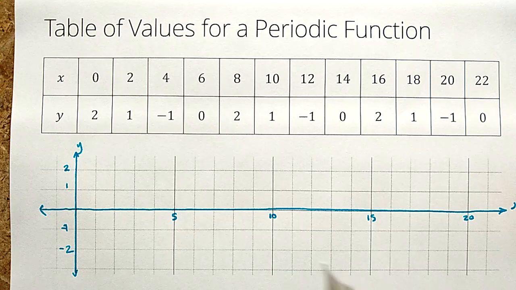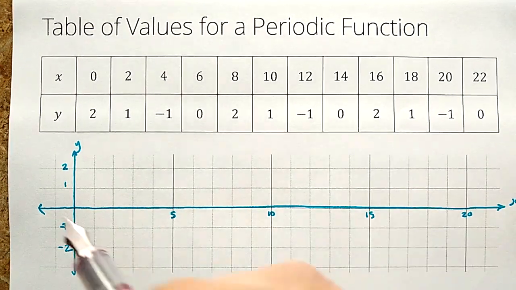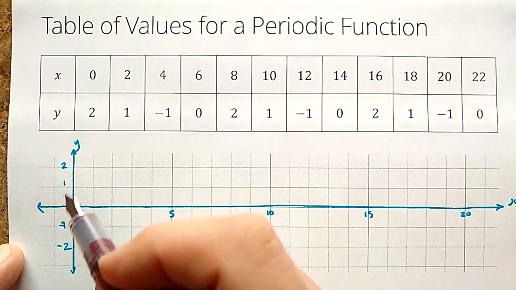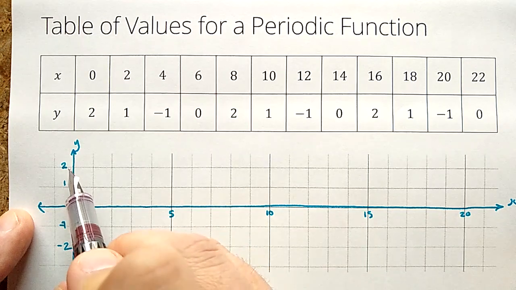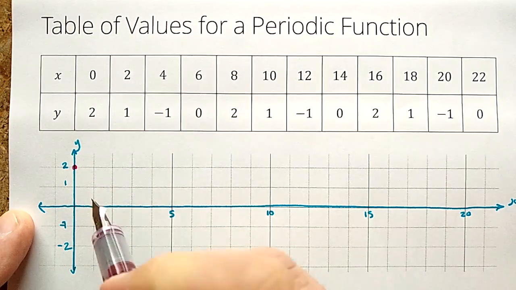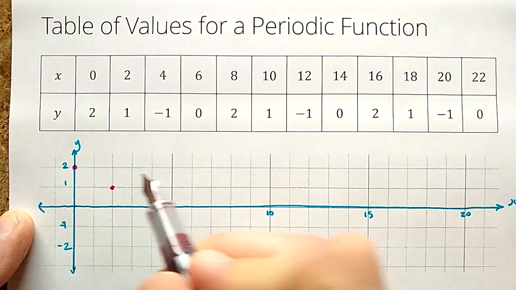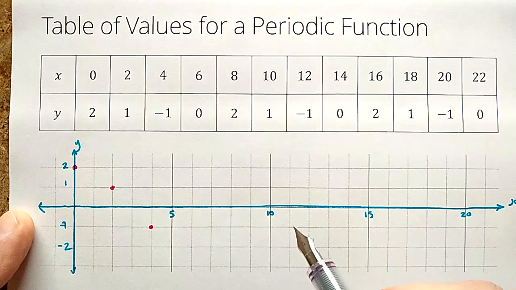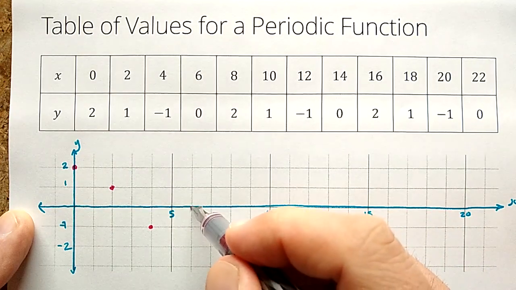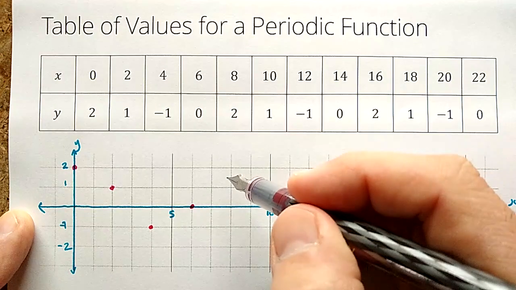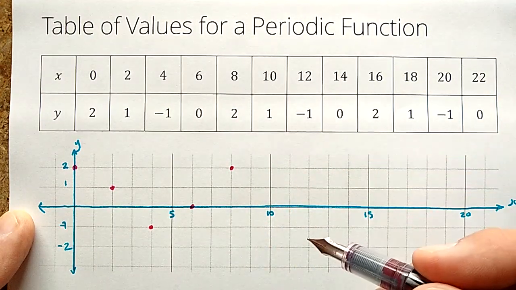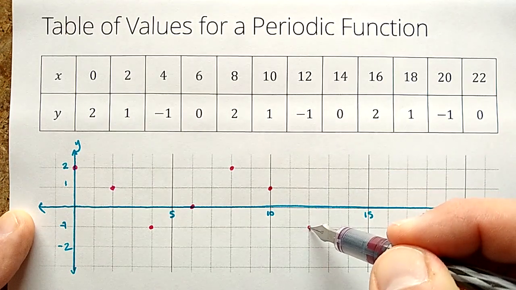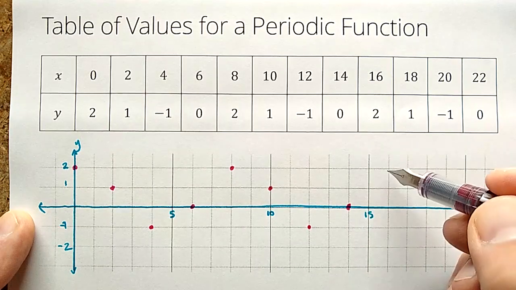Now this is not a smooth curve. This is just a long series of points. You can imagine it might be measurements made over the course of a number of days, something like that. At x value 0, we have a y value of 2. We have 2, 1. 4, -1. 6, 0. 8, 2. 10, 1. 12, -1. Hopefully you're seeing this pattern now.